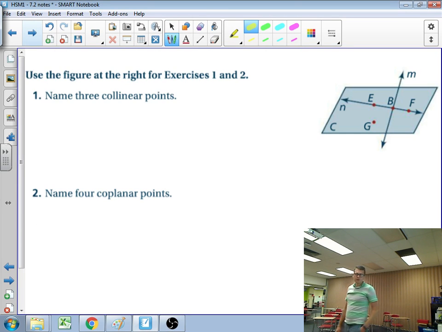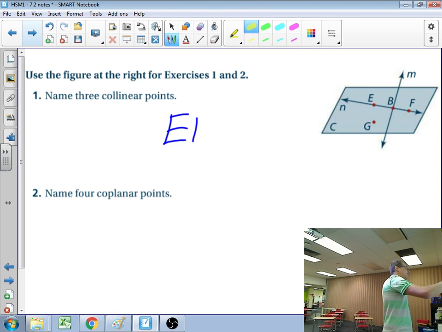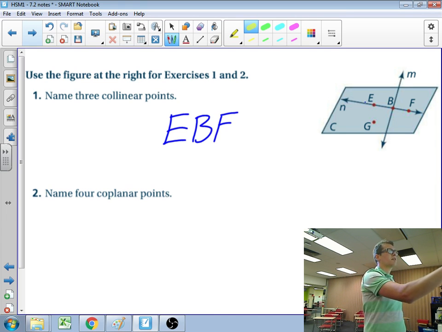Moving on to practice question 1 here, we have name 3 collinear points. So if they're collinear, they're going to be coplanar, but they don't have to be on a plane that's actually shown. So take a second to think about that. 3 points that are collinear. There's actually only one option up here. Order can be changed, but the 3 points are E, B, and F. These are all collinear right there.